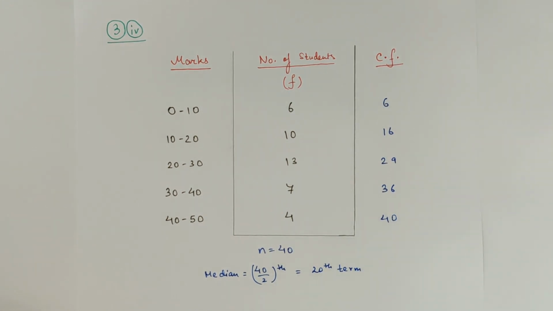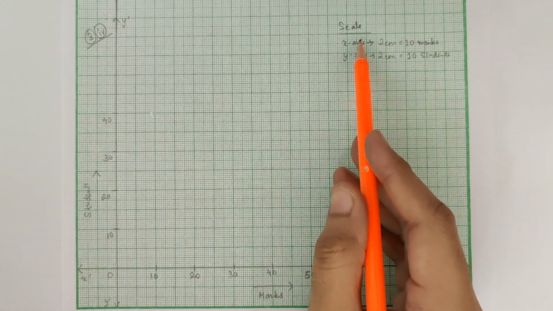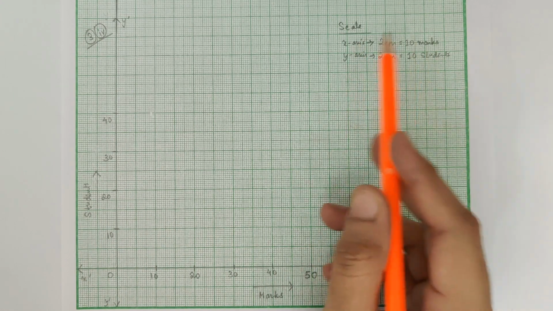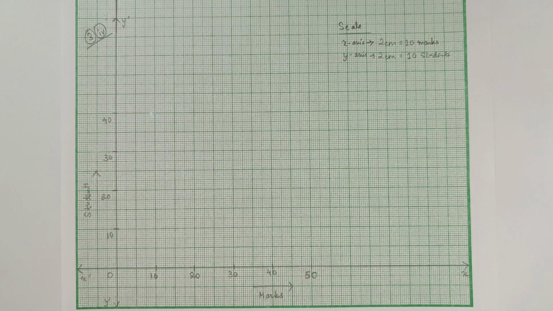Now let's move on to the graph paper. So guys, we have the graph paper over here where along the x-axis we have the marks and along the y-axis we have students. The scale was already given in the question, so I have written the scale over here, and the question number is 3 part 4. These are a few things that you need to keep in mind while answering any graphical questions.